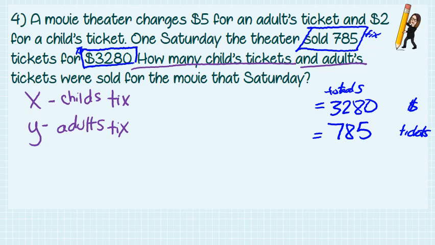Remember, if I have a money equation, I need to have money in the rest of my equation. A child's ticket is $2, so $2 per child's ticket and $5 per adult ticket. How many tickets were sold? I don't know. They sold so many kids' tickets and they sold so many adult tickets. Add those tickets together, I get a total of 785 tickets.